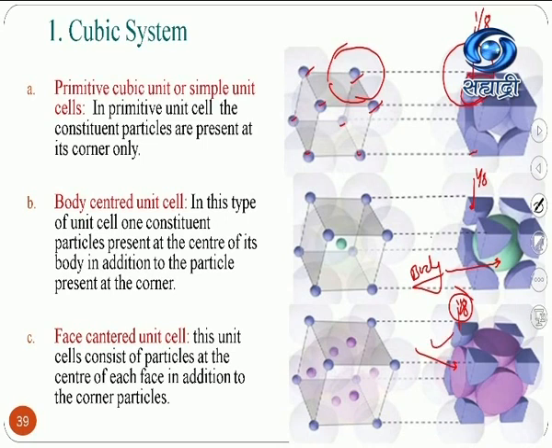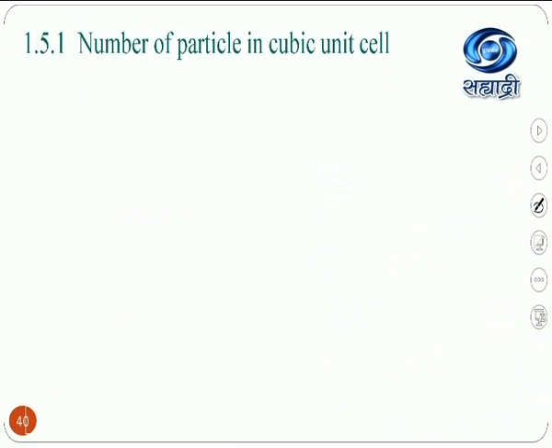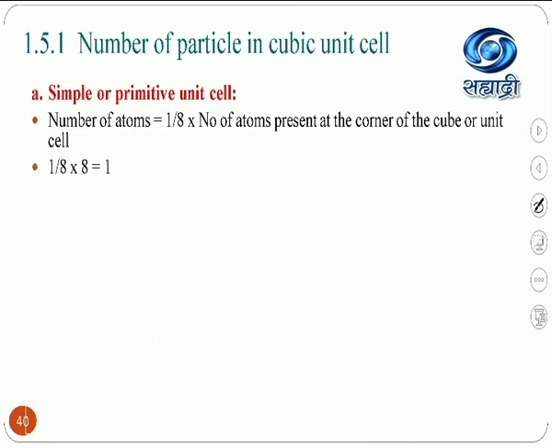Actually, this is the actual arrangement of those systems. Now, with the help of the model, we have shown the models this way. So now, let us discuss the number of particles present in each unit cell. The number of particles is called the atomicity of that unit cell also. Correct? Atomicity means the total number of atoms present in each unit cell. Now let us discuss the simple or primitive unit cell.